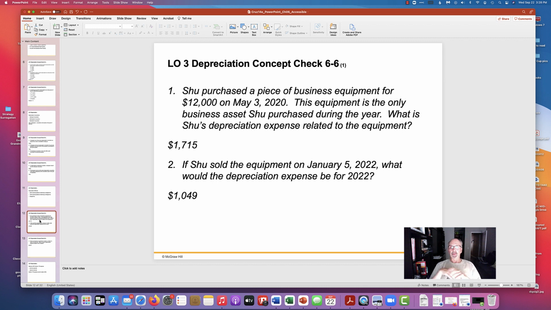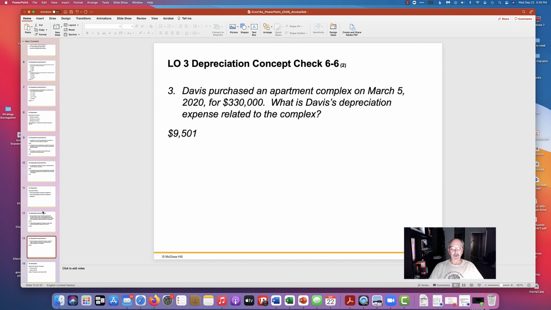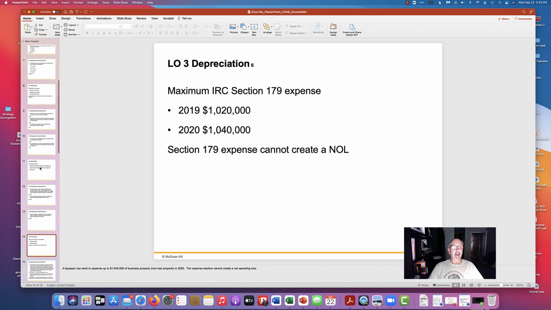Shu purchased a piece of business equipment for $12,000 on May 3rd, 2020. This equipment is the only business asset Shu purchased during the year. What is her depreciation expense? It would be $1,715. If Shu sold the equipment on January 5th, what would the depreciation expense be for 2022? $1,049, half-year convention.